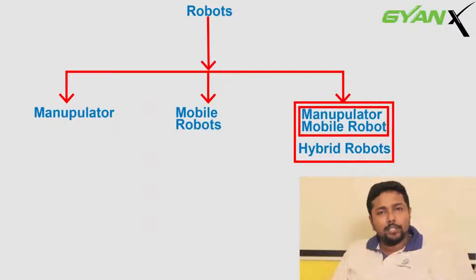Classification of robots. My dear friends, the moment we talk about classification, the robot has been classified broadly into three categories. The first category is your manipulator, the second category is your mobile robots, and the third category is the integration of category 1 and category 2, that is known as hybrid robots.